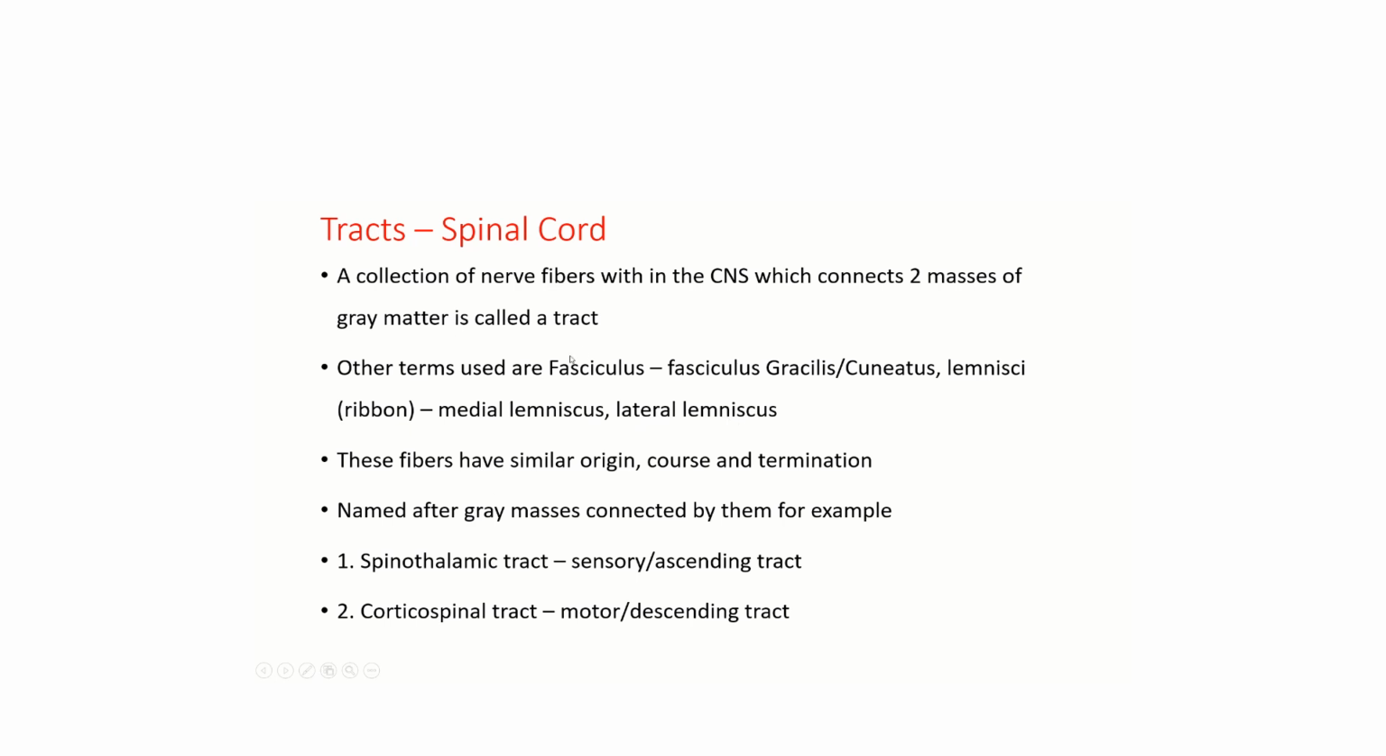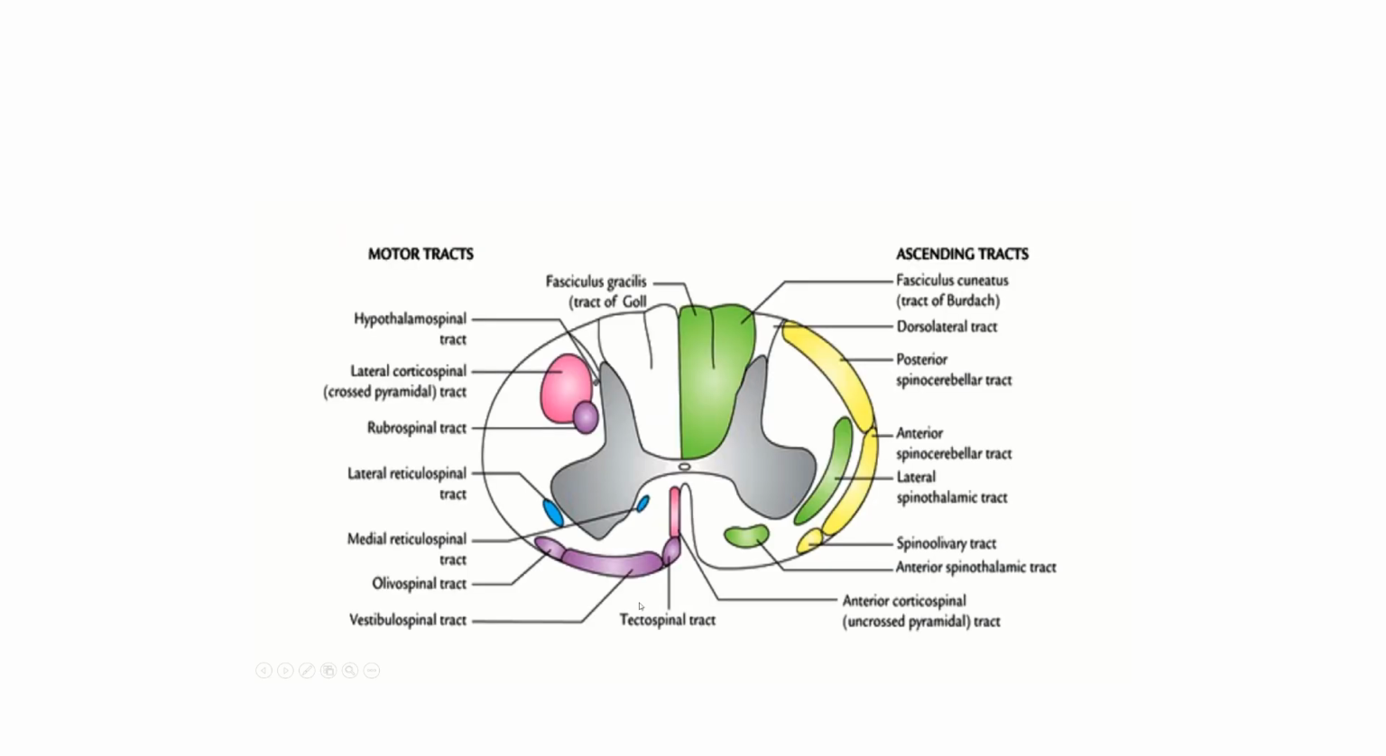So what is the common thing for these tracts? They have a similar origin, course and termination. So they are named after the gray masses connected by them. For example, the spinothalamic tract extends from the spinal cord to the thalamus. It is a sensory tract which is also called an ascending tract. Then the corticospinal tract connects the cerebral cortex to the spinal cord. It is a motor tract and is also called a descending tract.